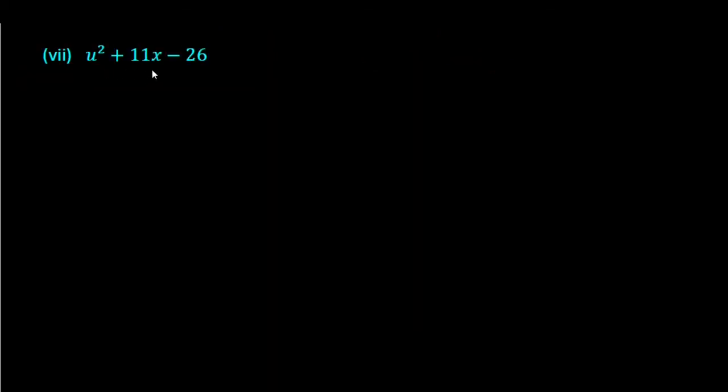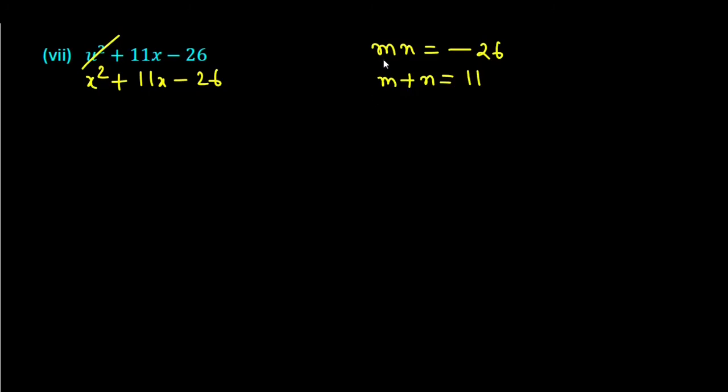X square plus 11x minus 26. Here we have two variables. This may be x square plus 11x minus 26. Now we have to find the factors of minus 26 whose sum is 11. So m into n is equal to minus 26. M plus n should be equal to 11.